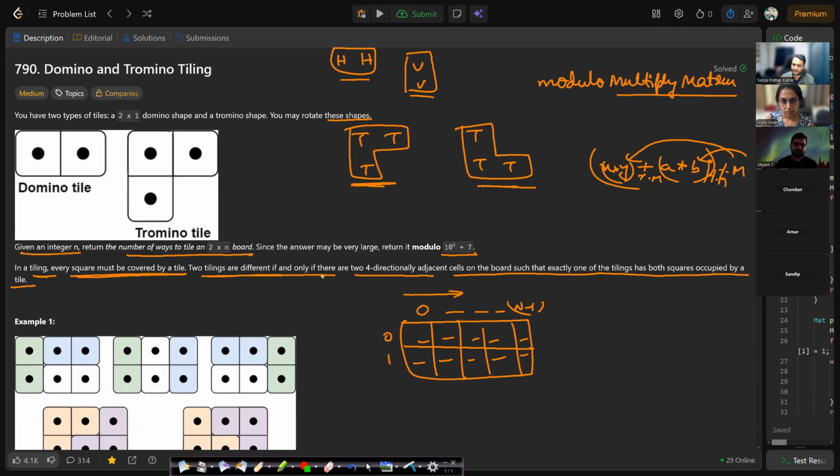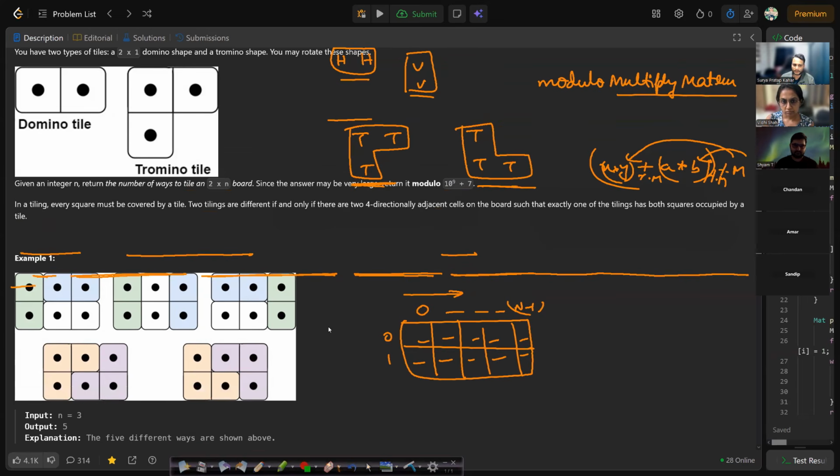Two tilings are different if and only if there are two 4 directionally adjacent cells on the board such that exactly one of the tilings has both the squares occupied by a tile. So maybe we will look at it with some configuration example. How two tilings are different, it's trying to say by definition, but I think it is easier to understand by seeing the example set.